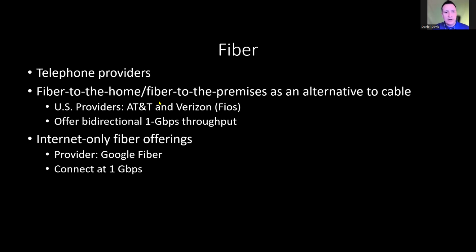So we have fiber to the home or fiber to the premises as an alternative to cable internet. US providers are AT&T and Verizon Fios, for some of the bigger providers anyway. It offers bidirectional 1 gigabit throughput. There are also some providers, not telephone companies, that offer internet-only fiber. One of the big ones is Google Fiber. Again, it connects at 1 gigabit per second.